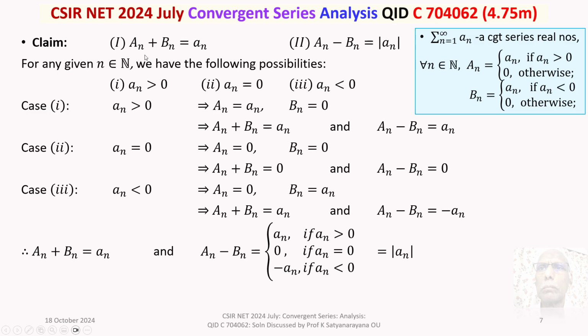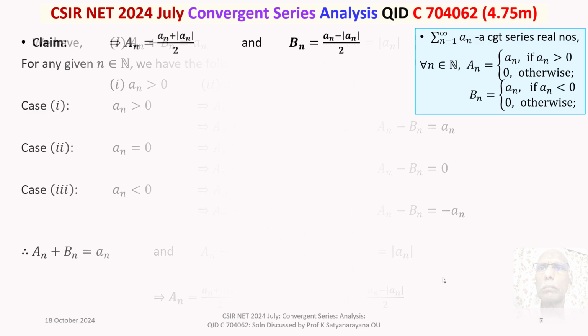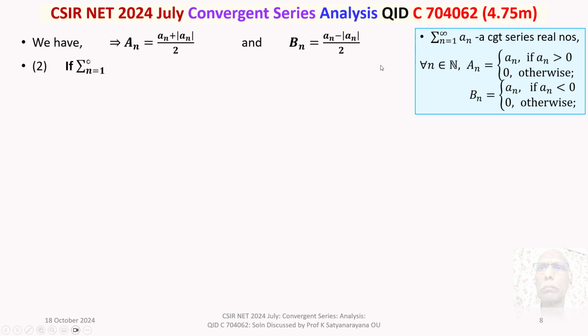Now solving for capital An and capital Bn from these two equations, we get capital An is equal to An plus mod An whole by 2, and capital Bn is equal to An minus mod An whole by 2. Taking this, we continue in the next slide. So that's what we have. So call on the option 2.